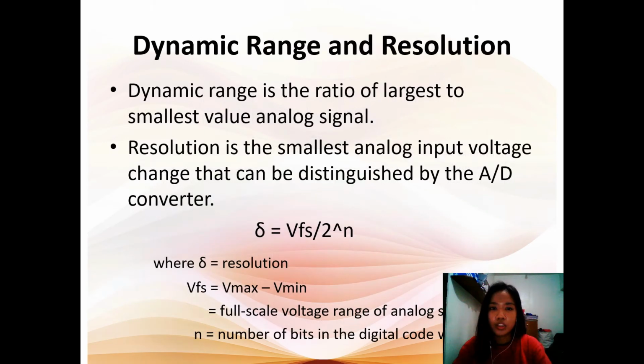Now, let's go through some important basic terms for this topic. Let's start with dynamic range and resolution. Dynamic range is the ratio of the largest to smallest value of an analog signal. Resolution is the smallest analog input voltage change that can be distinguished by the A/D converter. This is represented by delta, and its equation is VFS over 2 raised to n.